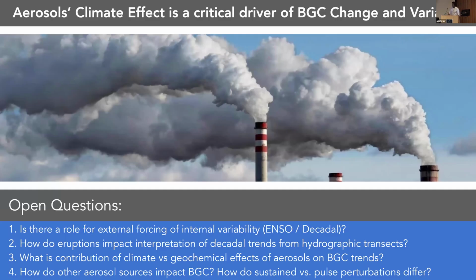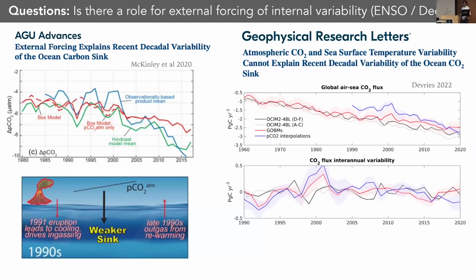So with that, I want to turn to open questions that I think are really important for us to think about, but also that are directly tied to these natural and anthropogenic sources of aerosols. The first one is: is there a role for external forcing modulation of internal variability? The volcanic impact on carbon fluxes has been discussed in the context of decadal variability and the ocean carbon sink.